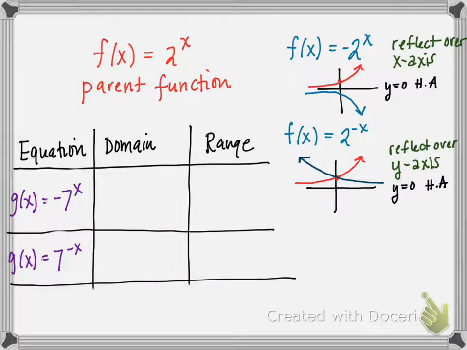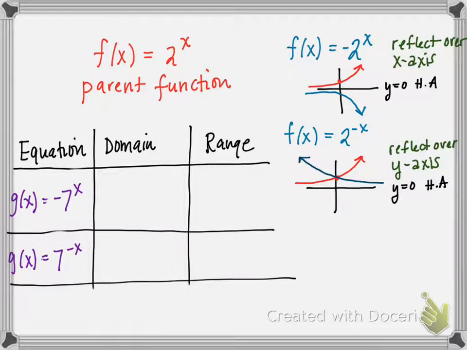When you have a negative included in the exponent position, the reflection is over the y-axis. So the original graph was in red, 2 to the x power, and then when you reflect it over the y-axis, you get the graph in blue. And both the red and the blue graph still have a horizontal asymptote at y equals 0.